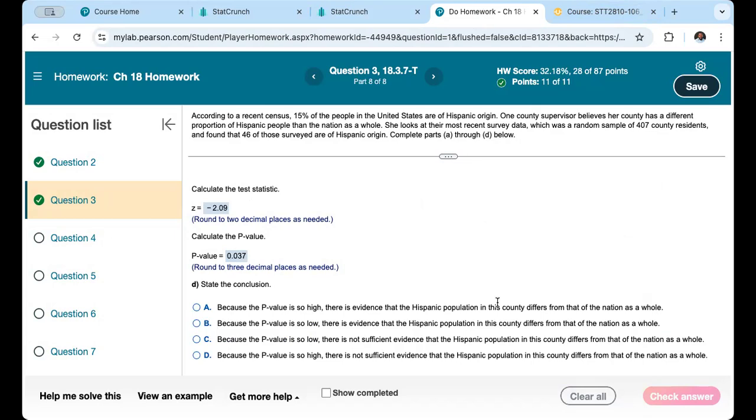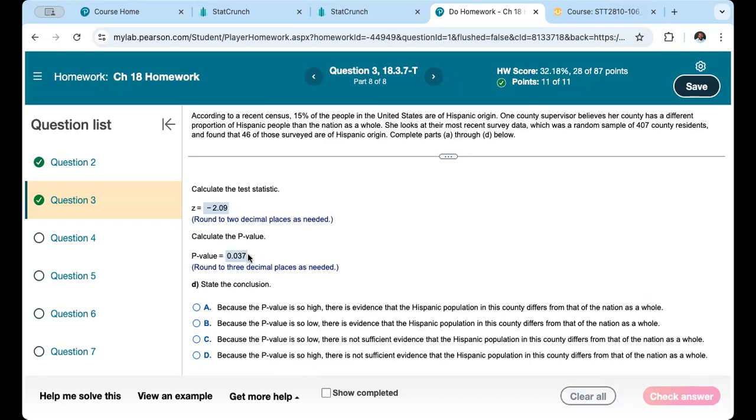So then that is my answer. And then let's look at the conclusion. You have to ask yourself, when you compare this p-value here to 0.05, is this high or low? Low. Is that okay? So if you're able to determine that comparing this to 0.05 is low, it means that A is out and then D is out. Is that okay? Because the p-value is low, not high.